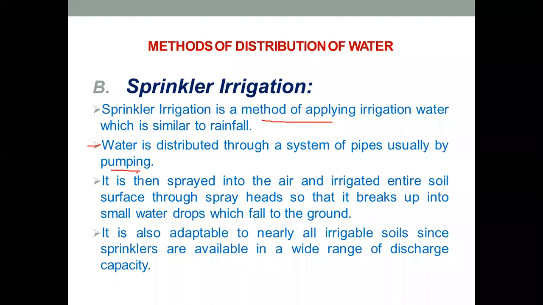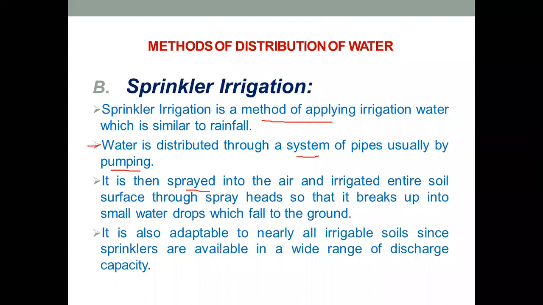So water is pumped out from those wells with the help of a centrifugal pump, and through a system of pipes they are transported to where the crops are. Next, that water is sprayed into the air and it irrigates the entire soil surface through spray heads, so that it breaks up into small water drops which fall to the ground. Okay, so it means that a natural occurrence such as rainfall is simulated.